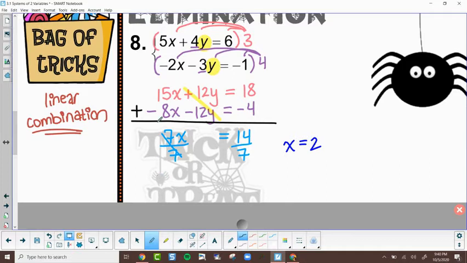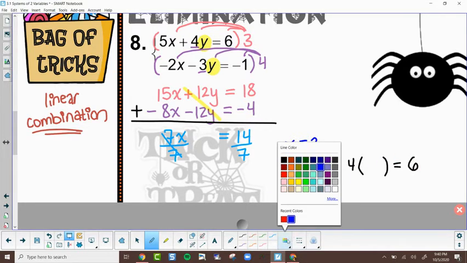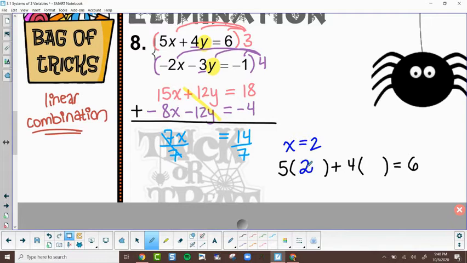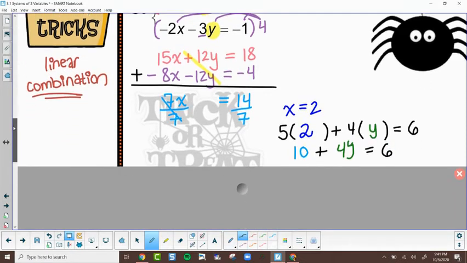So I'm just going to pick one of these to plug into. Doesn't matter which one, as long as I use one of them. So I'm going to plug into the original, equals 6. So I'm going to plug in 2 for x. And my job is to solve for the y. So I'm going to leave it as a y. All right, so here's 10 right here. And I have plus 4y. And okay, that's a whole lot nicer than it used to be. And then I've got it equal to 6.